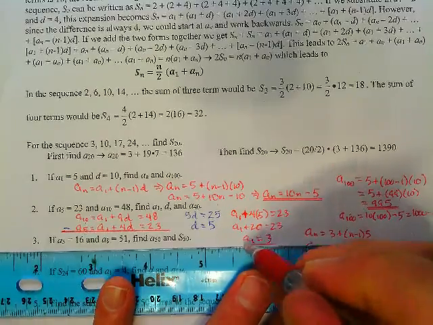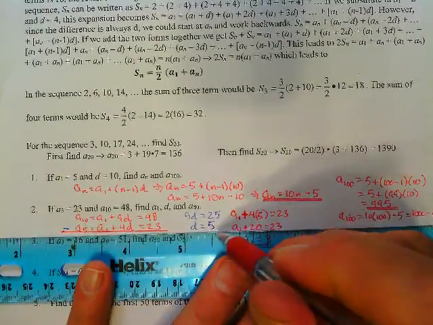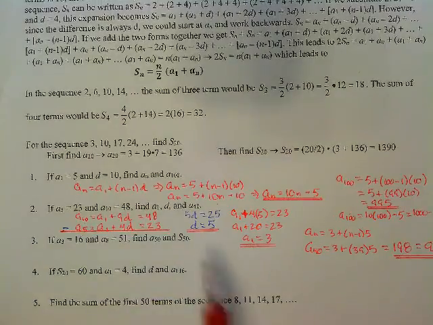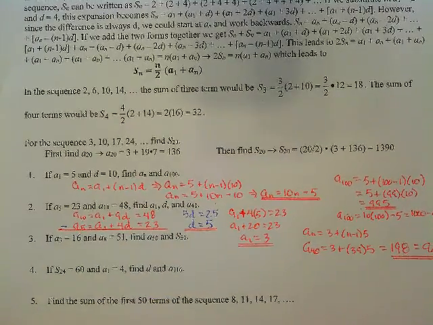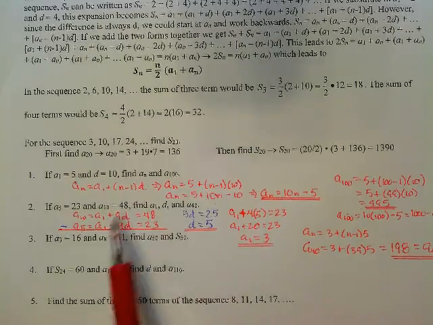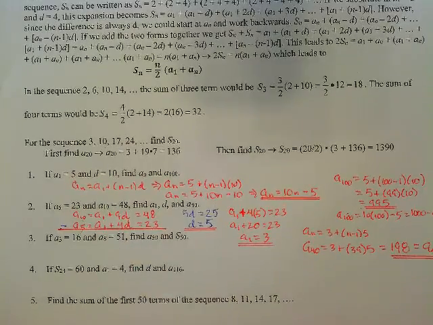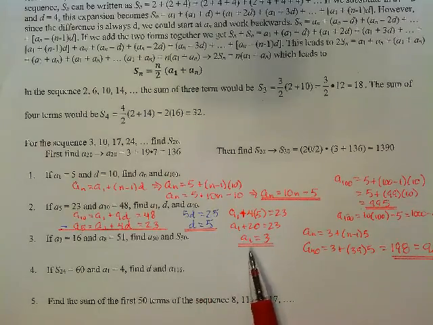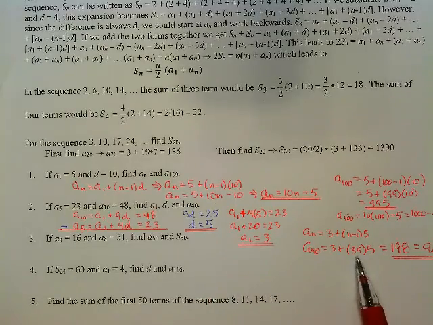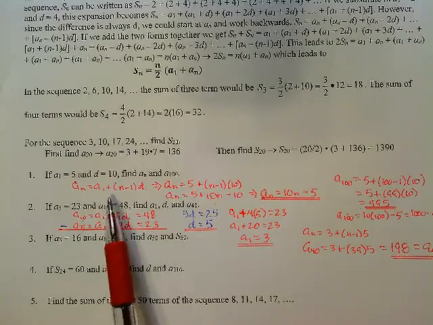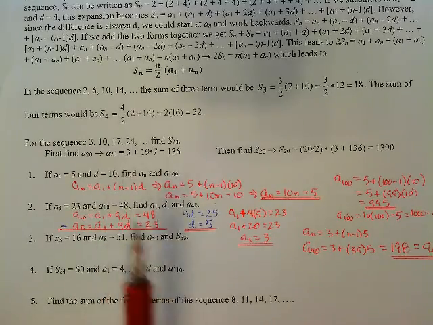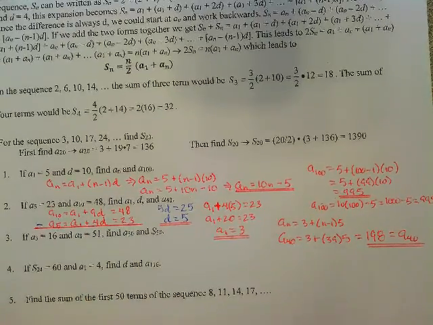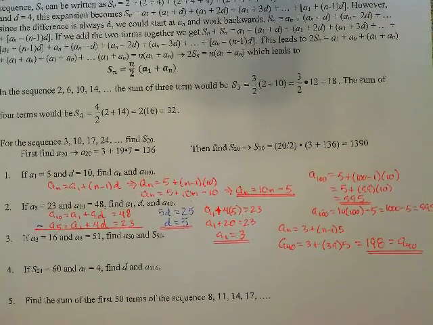And here was my A1, and my D. The key again being I had two equations and two unknowns. I used them to find out the D and the A1, and now that I have those plugged into my general form, again I'm always coming back to that. Now that I have my general form, I can go ahead and find the 40th term.